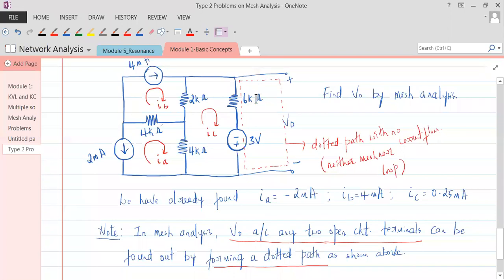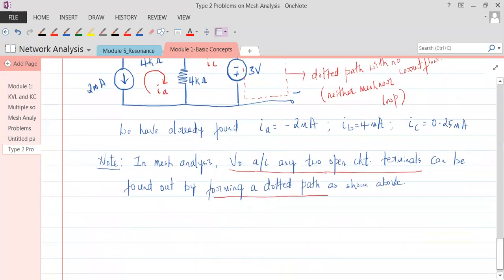Fine then. Now, what I need to do, I can apply KVL, but I should know that not everywhere the current is flowing. In this path, the current is not flowing, but there is a voltage drop. Since there is a voltage drop, I can easily consider this voltage drop in the KVL that I am writing along the dotted path. Okay, so we have to form a dotted path. Then this is the first node, second node. After we form a dotted path, we have to apply KVL along the dotted path.